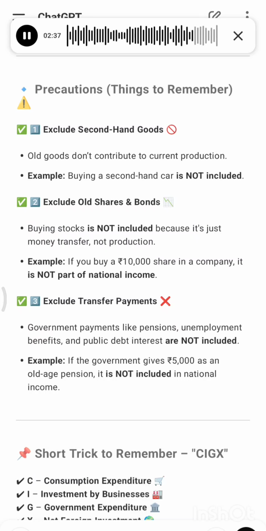3. Exclude transfer payments. Government payments like pensions, unemployment benefits, and public debt interest are not included. Example, if the government gives $5,000 as an old age pension, it is not included in national income.